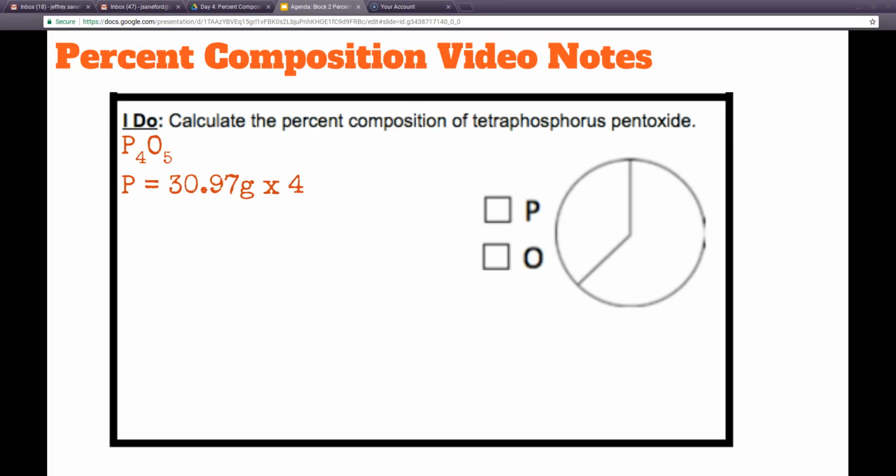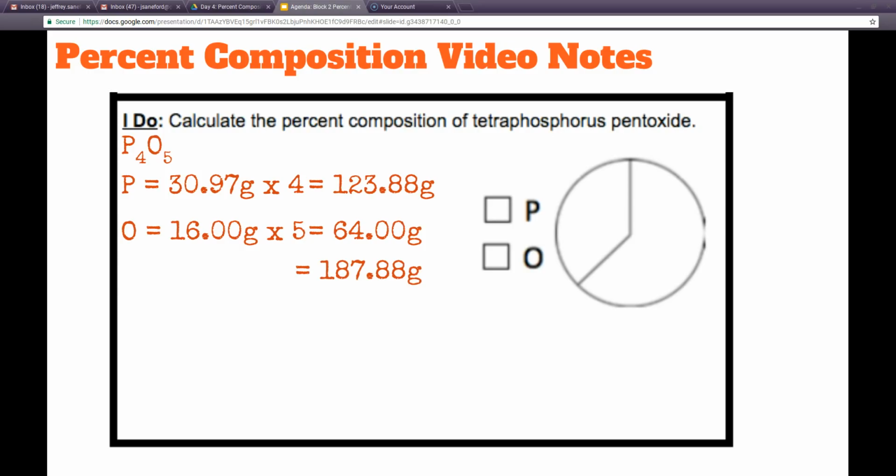We're going to take the molar mass of phosphorus from the periodic table, 30.97 grams, and multiply it by the number of phosphorus atoms, 4. We're also going to take the molar mass of oxygen from the periodic table, 16.00 grams, and multiply it by the number of oxygen atoms, 5. Then, once we get those products, 123.88 for the phosphorus and 64.00 for the oxygen, we're going to add them together to get the whole mass. So the complete molar mass here will be the bottom part of our formula.